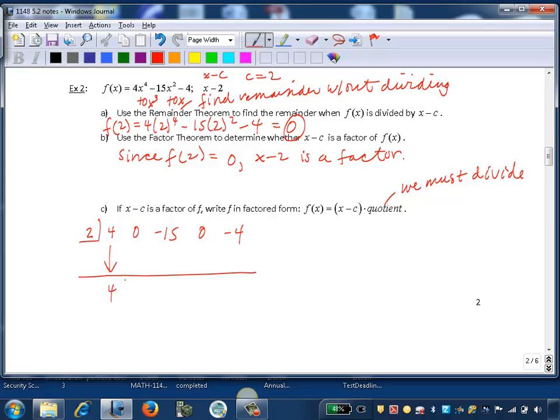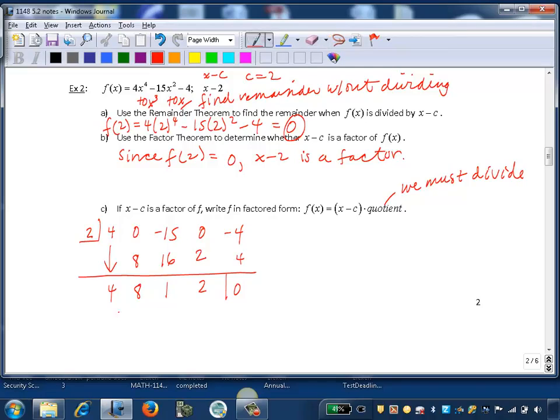So I bring down the first term, the 4, multiply 4 times 2 and get 8, add down the column and get 8. 8 times 2 is 16, add down the column, and we get 1. 1 times 2 is 2, add down the column, 0 plus 2 is 2. And then multiply 2 times 2 and get 4, add down the column, negative 4 plus 4 is 0, which we already knew that. We know the remainder is going to be 0, and we verified that here.